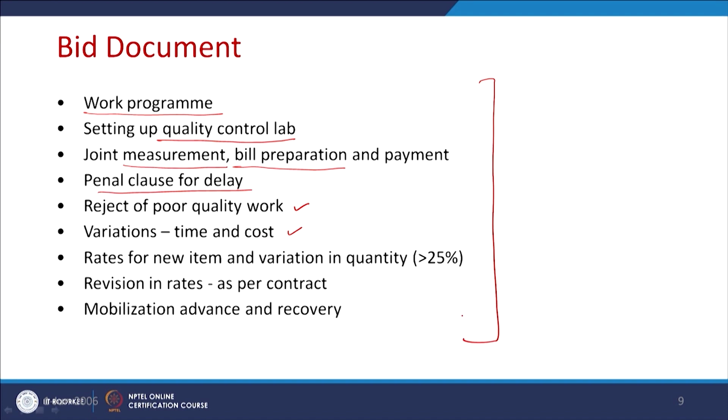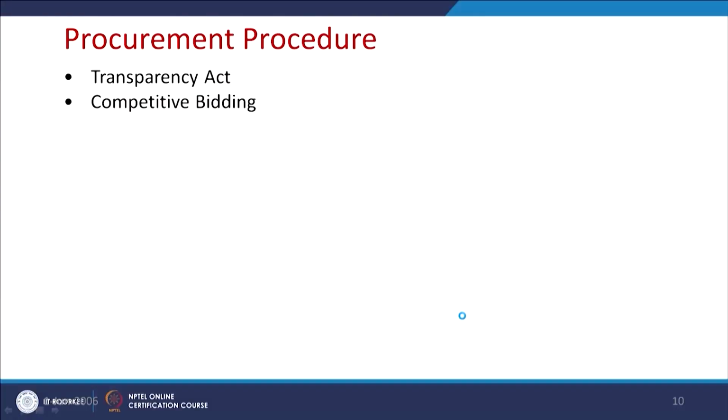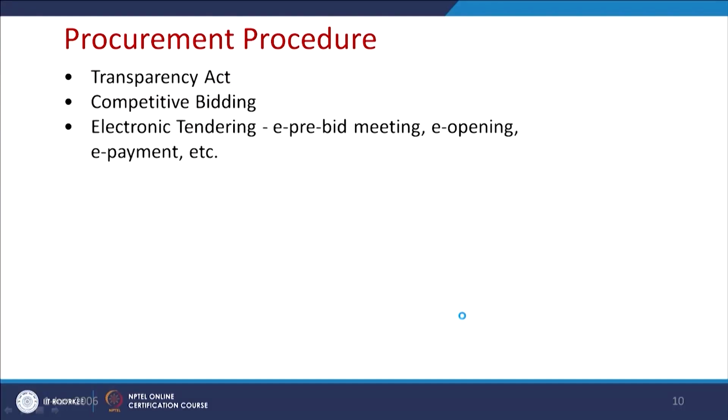Then after the bid document, you ask for the proposals, and after getting the proposals you compare them and select one. During the process, you have to maintain the Transparency Act and competitive bidding, so that everybody can participate, no one is excluded from the process, and anybody eligible should be able to bid for the project. Nowadays we always do electronic tendering because it is better: it can reach many people within a very quick time, and it is also much cheaper.